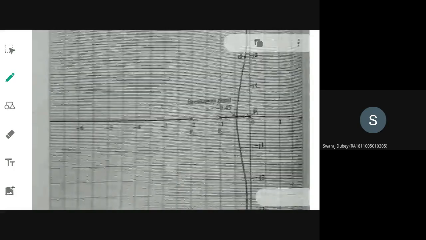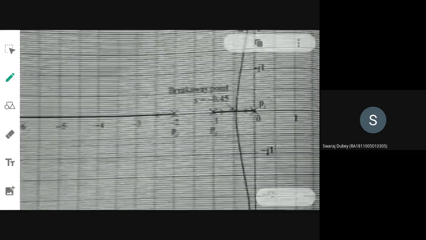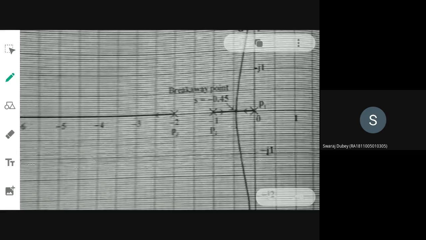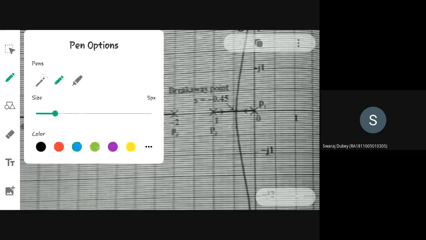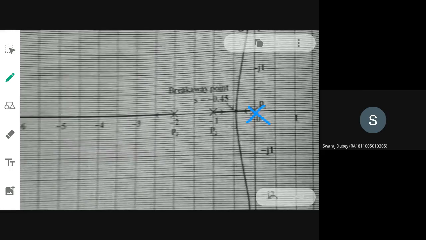Okay, let's zoom in. So what are the poles and what are the zeros that you are having? Are you able to see the cross marks that I am showing? What are the 3 poles? One is located at 0, one is located at -1, one is located at -2. Like this, you have to locate them.